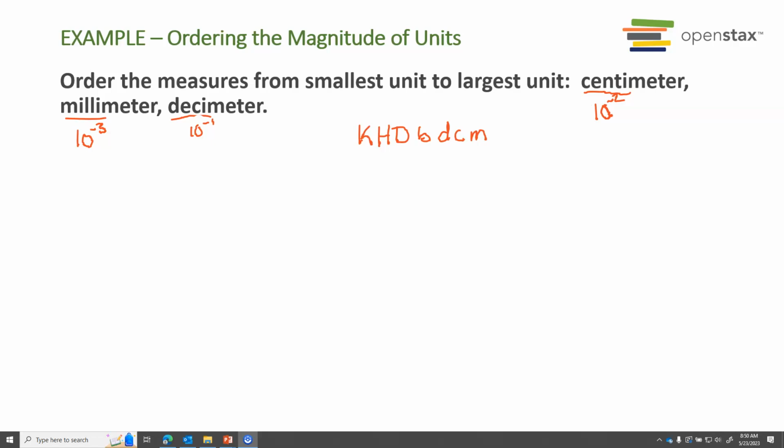So keep her dancing because dancing creates marriages, or there are other ones that you can remember. But this tells you from left to right, largest to smallest. And so here we can see, based on their magnitudes, that we want the smallest to largest. So smallest is going to be milli. So a millimeter. And then a centimeter.